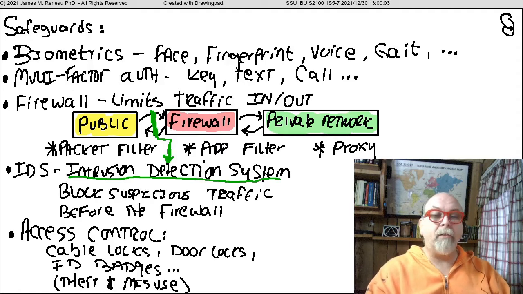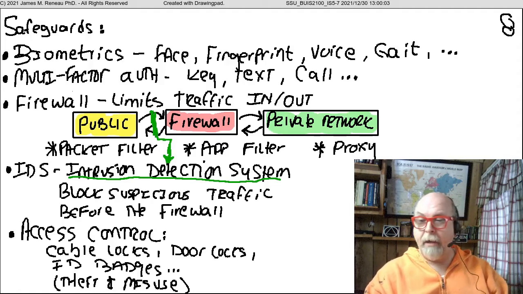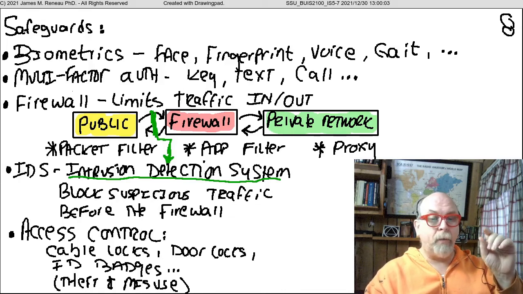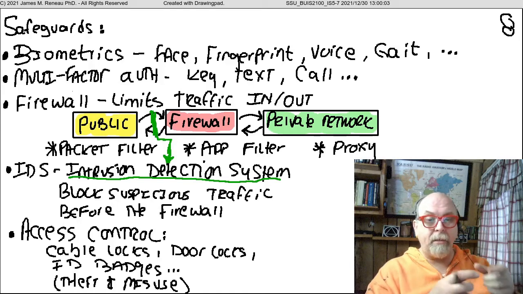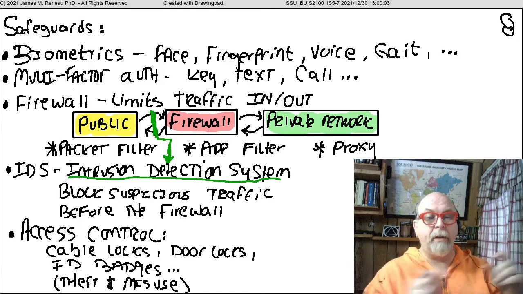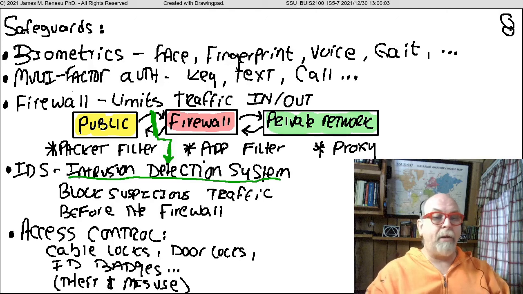There are multi-factor authentications using secure keys with security things on them, using random number keys. Some companies issue little key rings that display a random number. There's the Google Authenticator app on your phone. Some sites will send you a text and you type in a 4 to 6 to 8 digit number. Some sites will call your phone to make sure it's really you. So multi-factor authentication is one of the safeguards.